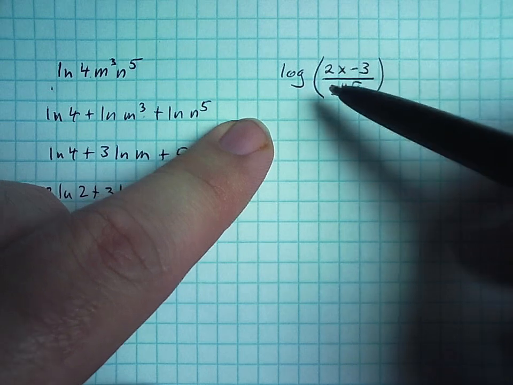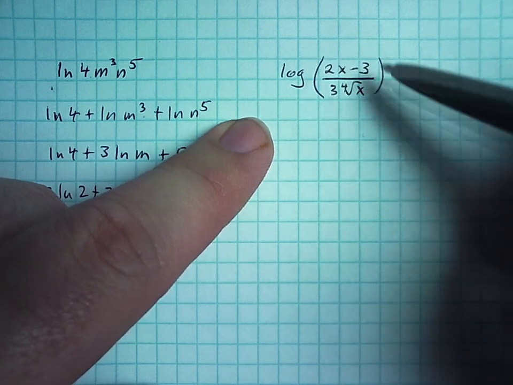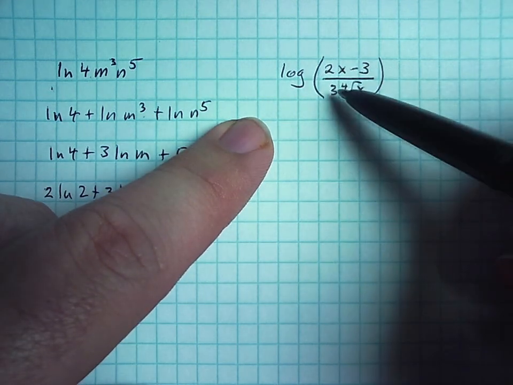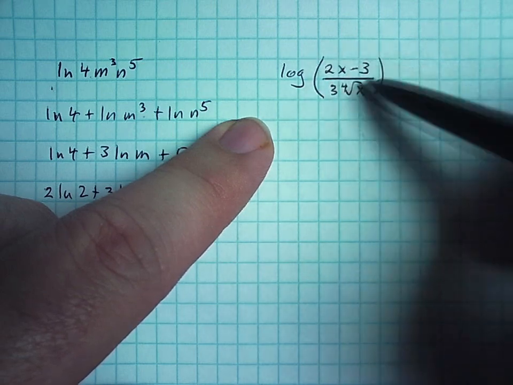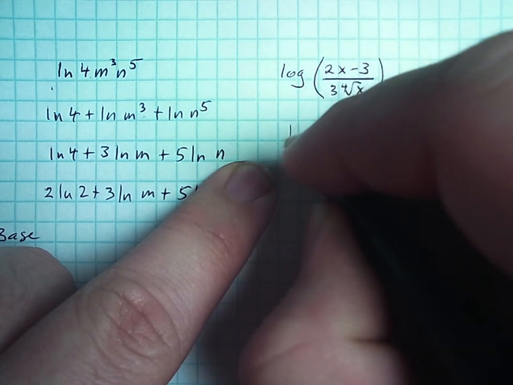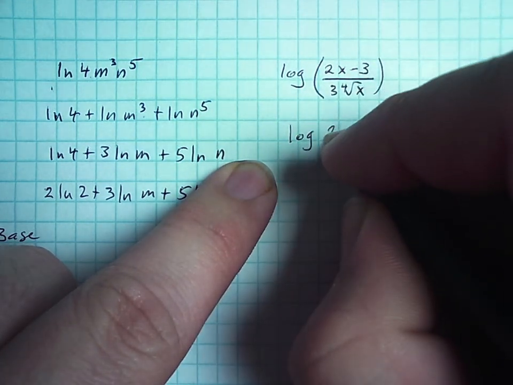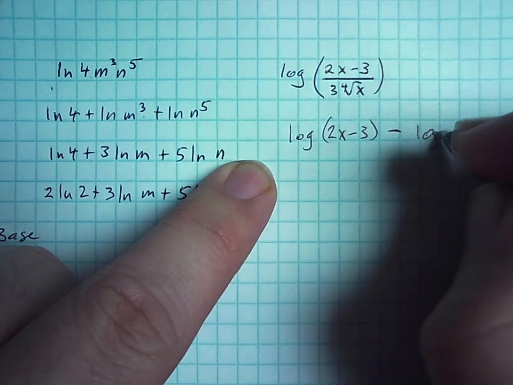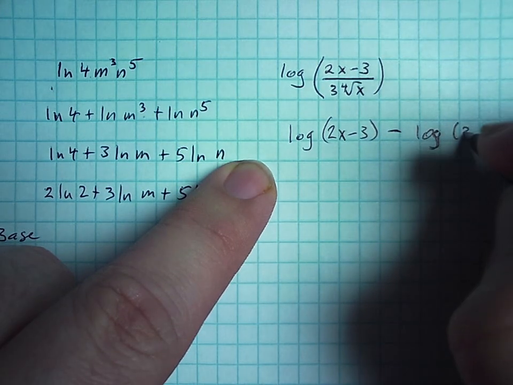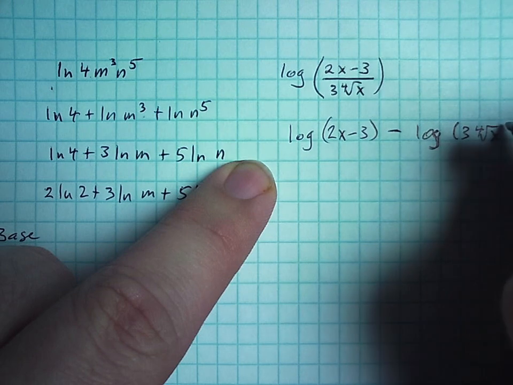This right here, this one I'm expanding. It's got division on the inside, which is why it's our last example. We're going to end up with subtraction. In fact, that's the highest level division in this argument. So I'm going to do that first. Log of 2x minus 3 minus log of 3 times the 4th root of x.